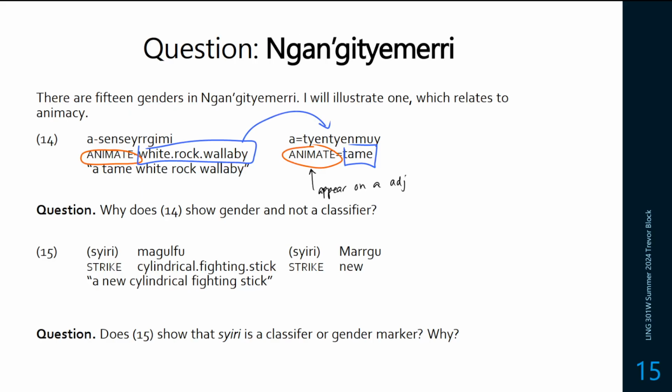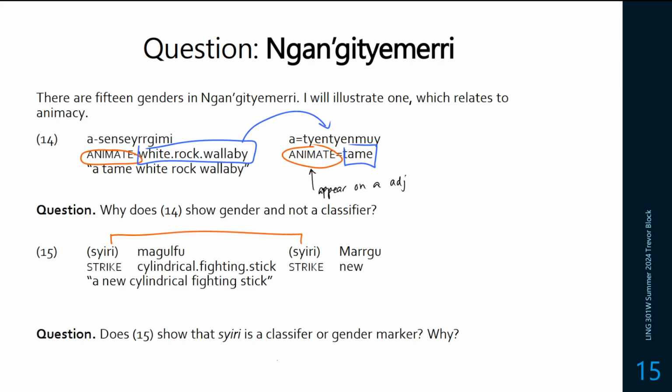Okay, so 14 has gender, but 15 is interesting because we have strike, which is optional, cylindrical fighting stick, strike, which is optional, and then the word new. And then the translation we get is a new cylindrical fighting stick. Now, I should say both of these have to either appear or not appear. It can't just be one. That's what I've been told. So is this word for strike a classifier or a gender marker?